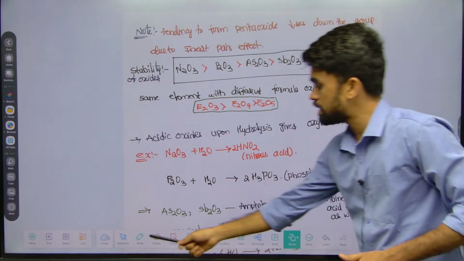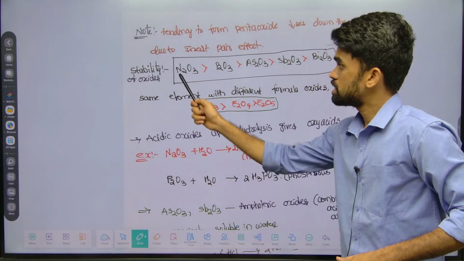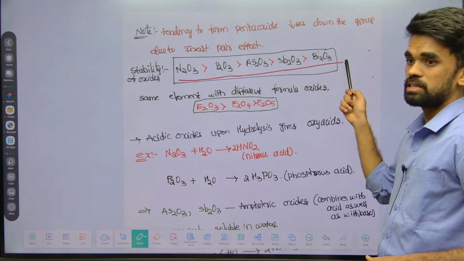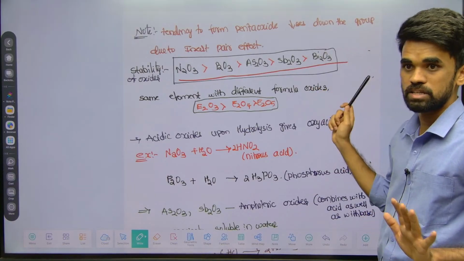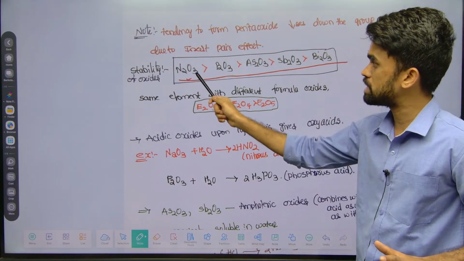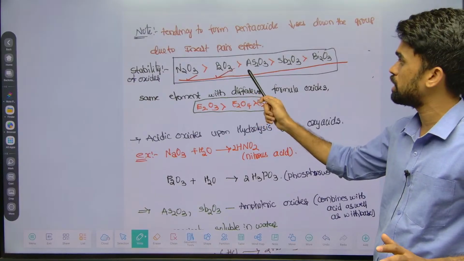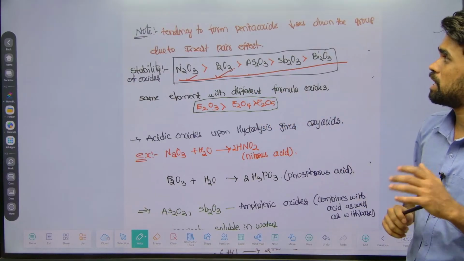If they ask about stability of oxides, stability of oxides varies like this. Down the group stability of oxides decreases, you can write. So N2O3 is more stable, the next P2O3, like that you write. Stability of oxides.